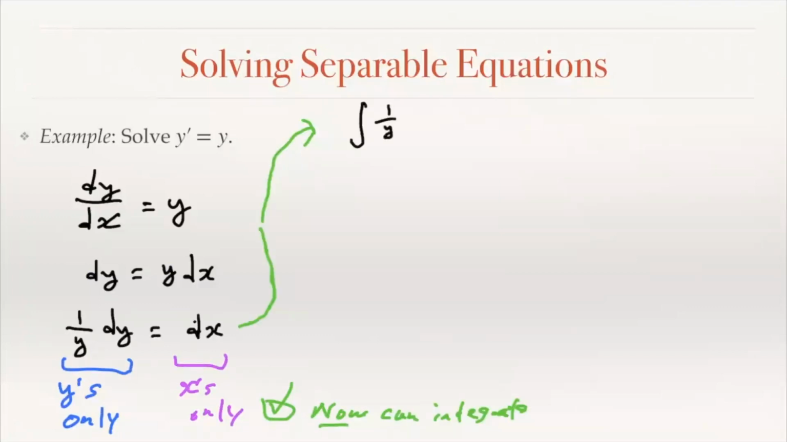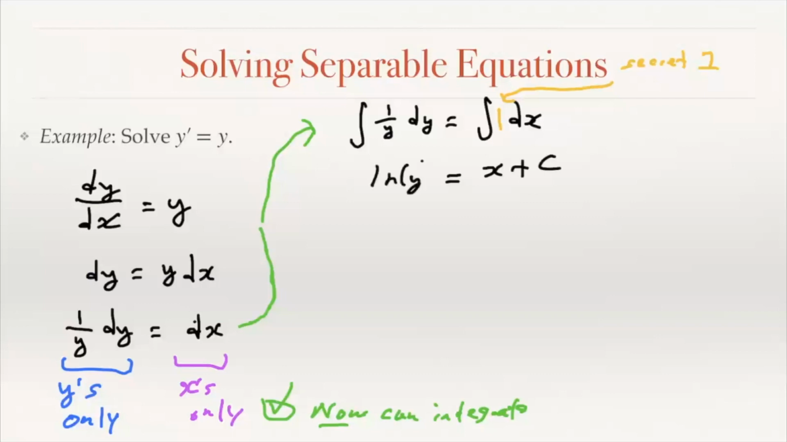So integral of 1 over y dy is integral of dx. Remember, whenever you see integral of dx, there's a secret 1 right there. Integral of 1 times dx. And integral of 1 is x. Don't forget the plus c. Integral of 1 over y is ln y. So in Calc 2, if your calculus teacher ever berated you for not writing the plus c, well, now you can really see why we always need it. It gets the full family of solutions. And without that, we can't solve initial value problems.